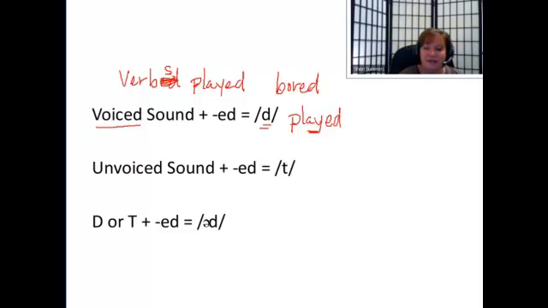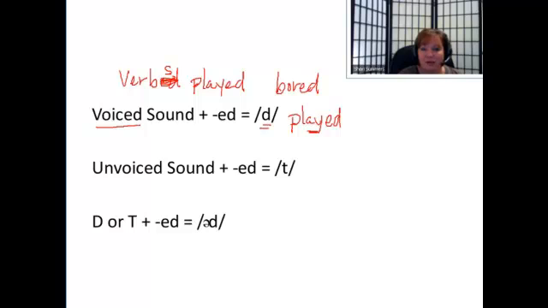And this sound is D. It sounds like a D. So any word that has a voiced sound at the end and then has an ED added, the ED will sound like D. I played basketball. Does it sound a little bit different from the present tense when I say I play basketball? Past tense, I played basketball.